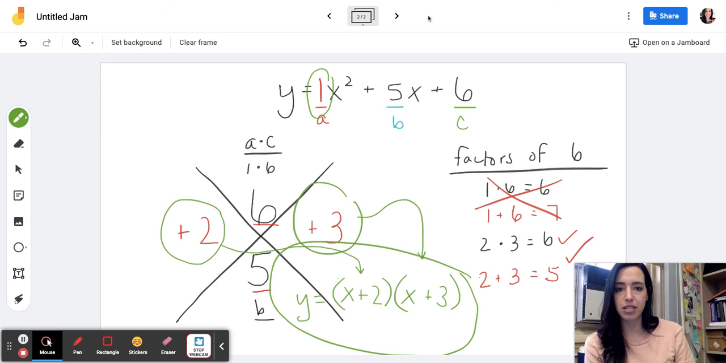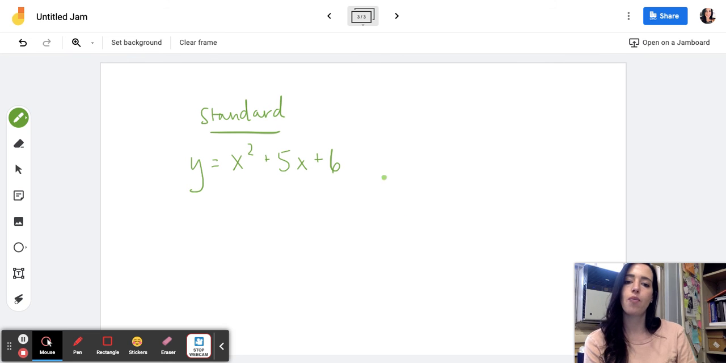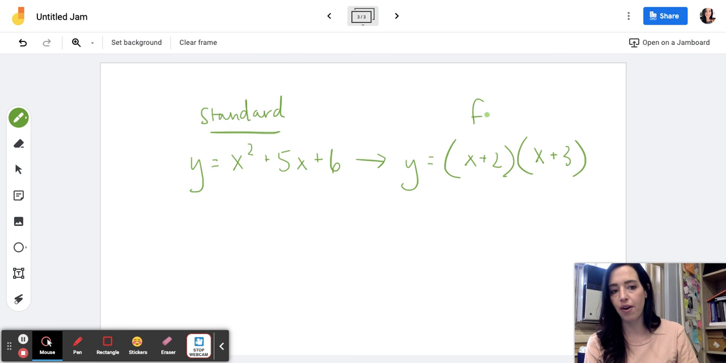So what I've essentially done is I have turned Y equals X squared plus 5X plus 6, which was standard form, right? Well, because I used my X method, I've switched it to Y equals X plus 2 times X plus 3, which is now factored form.